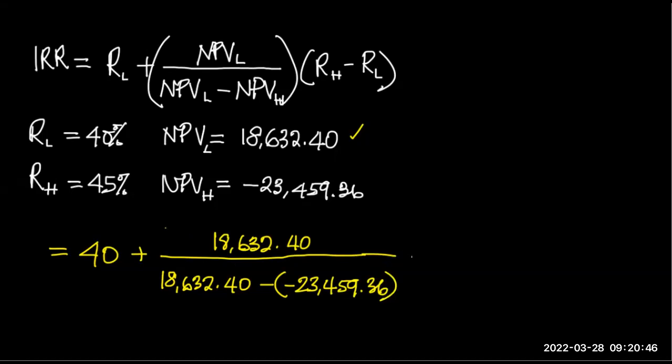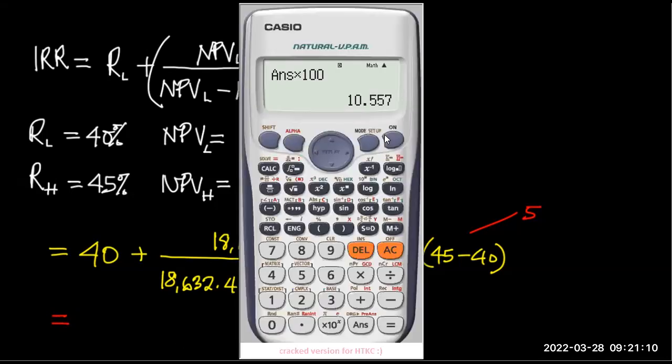Then whatever we get here, we're going to multiply by the difference between the rates. The higher rate is 45% and the lower rate is 40%. So this gives us 5. I'm not sure of this, but let's just do it straight. I'll use my calculator. So this is 40.